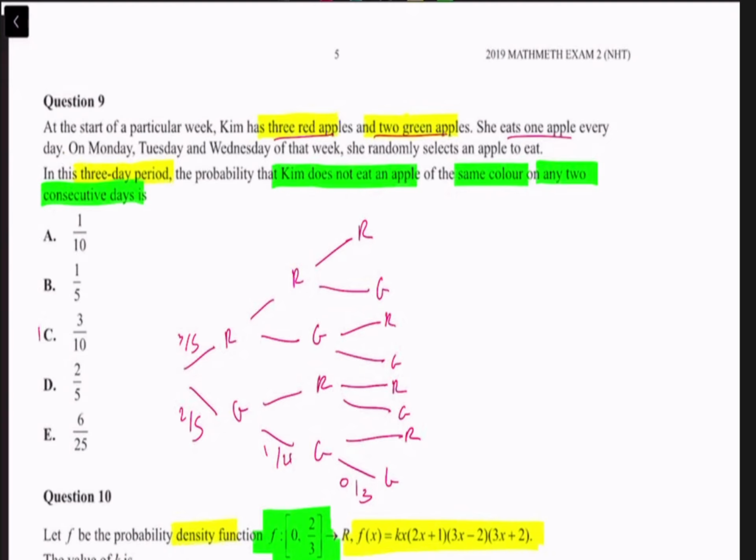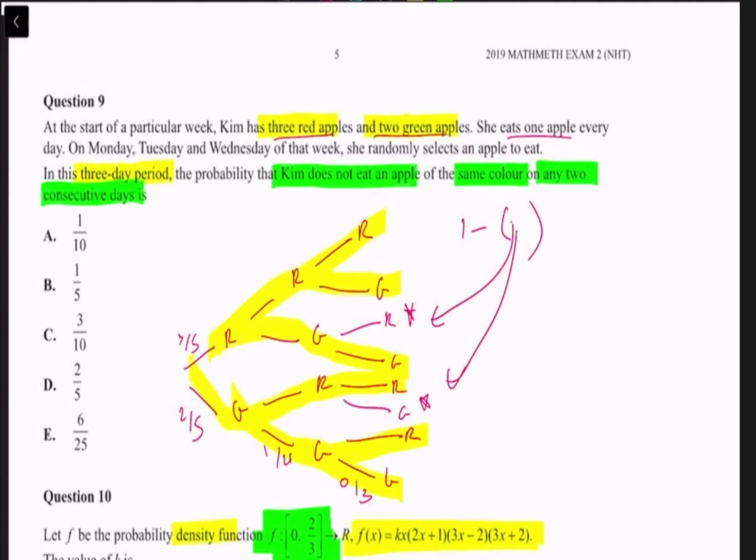So the probability that she's eating, on any 2 consecutive days, includes this line, this line, this line, this line, and this line. Anytime you see the same color on any 2 days, that line's taken. You can see that pretty much all of them except for this one and this one are taken. So instead of calculating everything, you're just going to do 1 minus the probability of these 2, and you should get C.